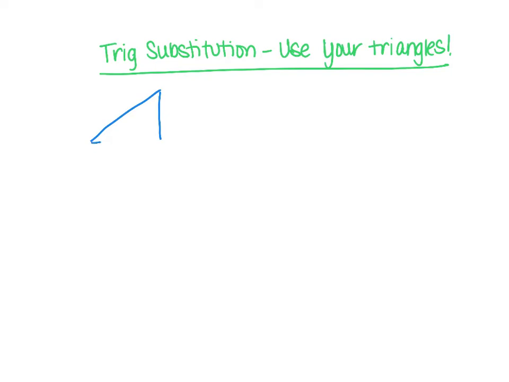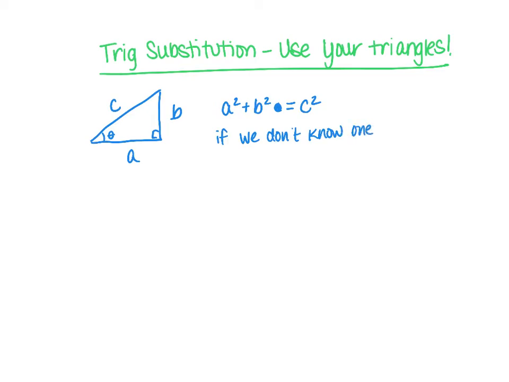Everything is based on the right triangle, which we use all the time in trig. And remember that the three sides of the right triangle are related by the Pythagorean theorem. Also remember, if we don't know one side, like for instance, if we don't know a, we can rearrange this and find that a can be written as the square root of c squared minus b squared. So, those are some basic facts.